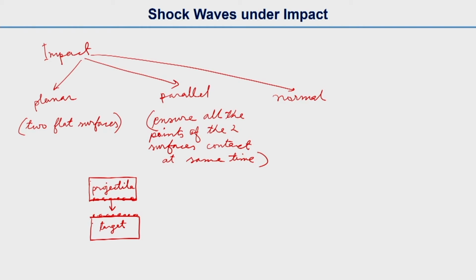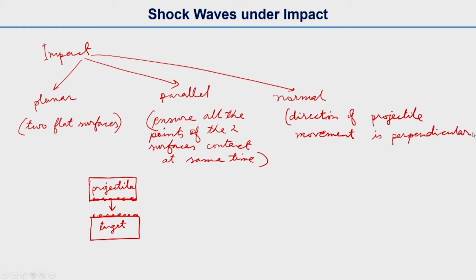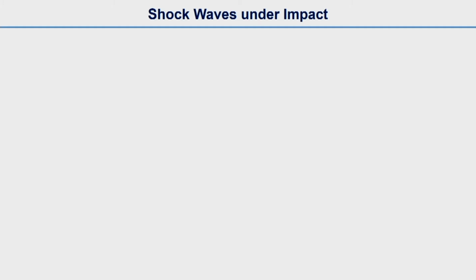So it should be exactly parallel, and normal means the direction of projectile movement is perpendicular to its surface. The projectile surface is this one, so its direction of movement is perpendicular to the surface of the projectile itself. I mean, not the target surface, but the projectile surface. We'll again discuss this problem in detail.